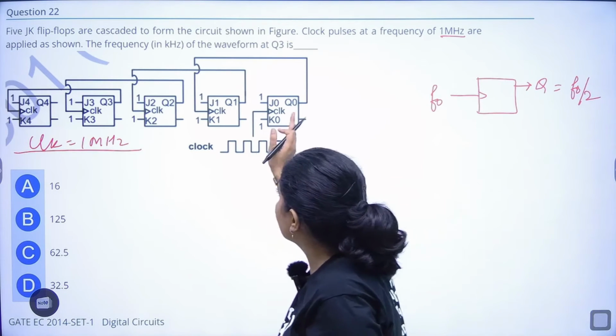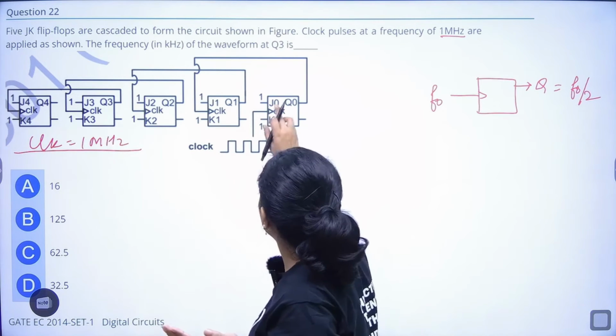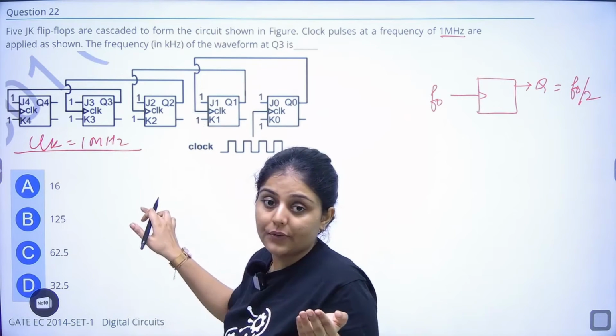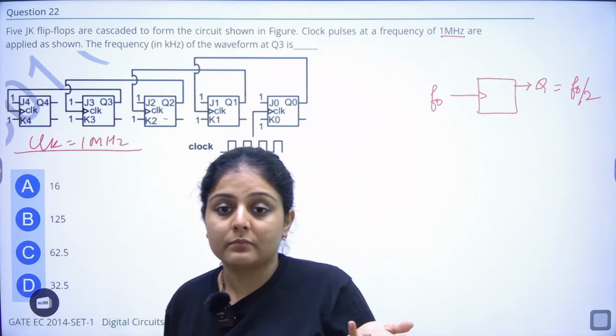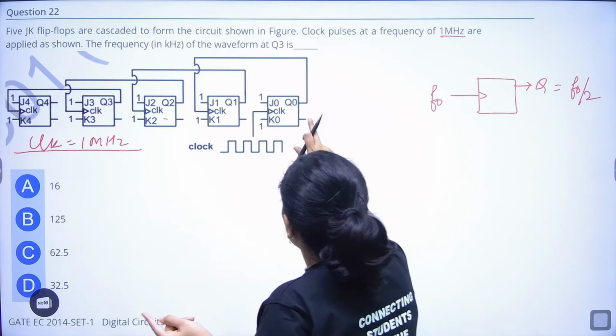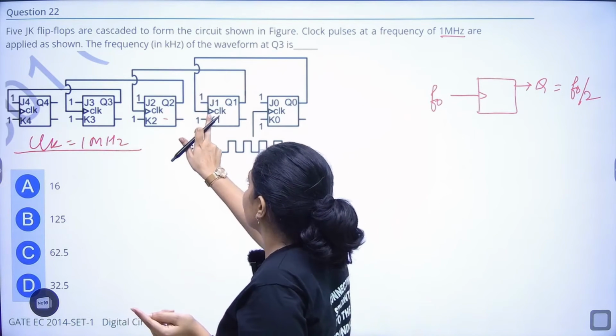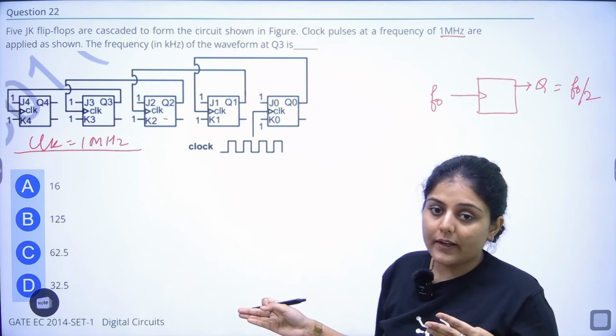Right? And here the flip-flops are being cascaded. The output of one is given to the clock of the other. The output of the next is given to the clock of the next one. So they are cascaded like this. They are asynchronous, but the output of the LSB is given to the clock of the next one. Similarly, going on like this.